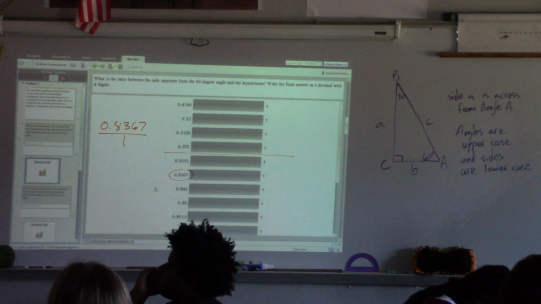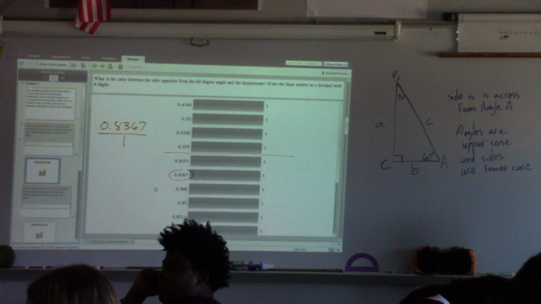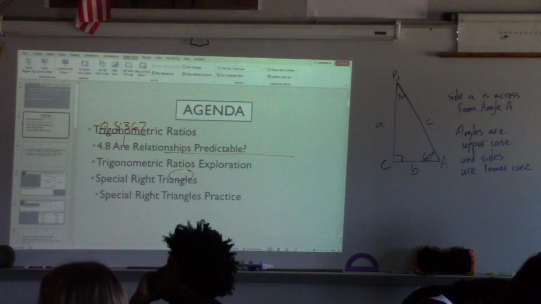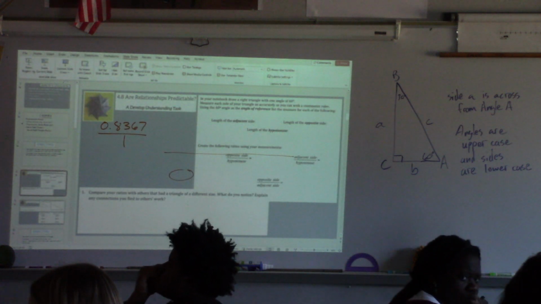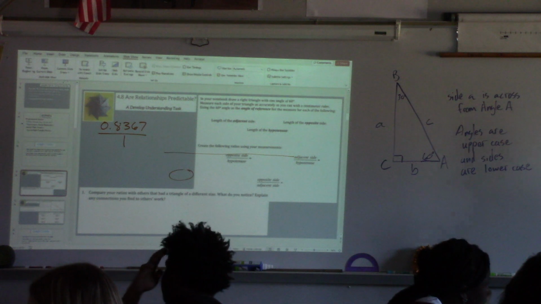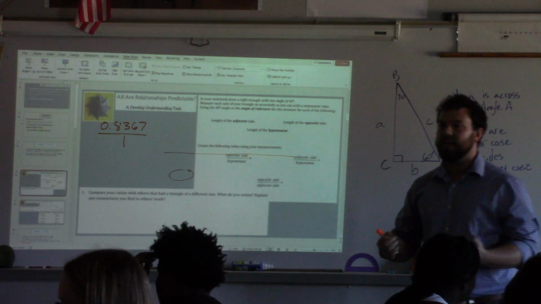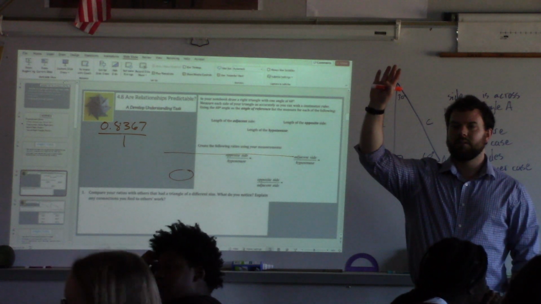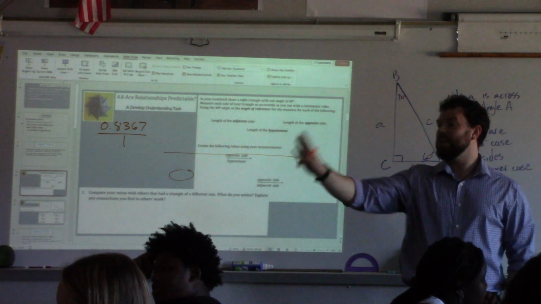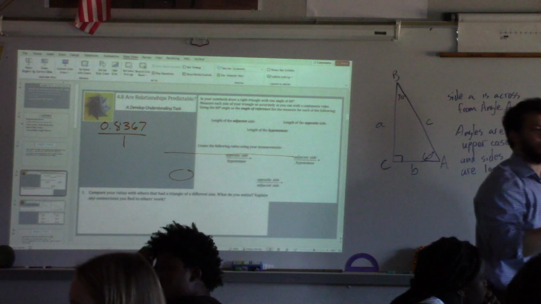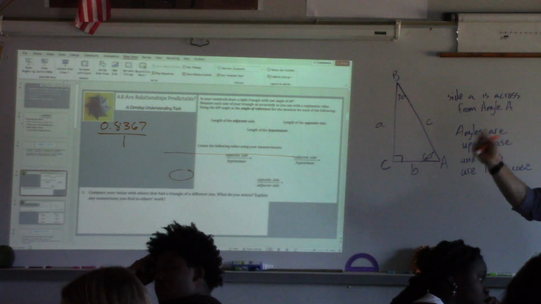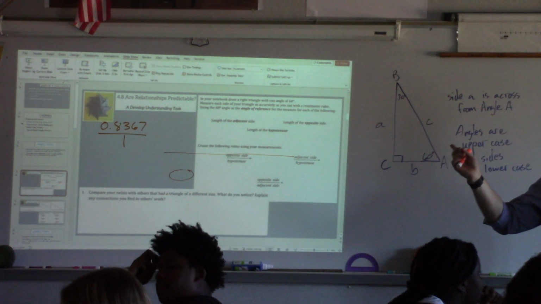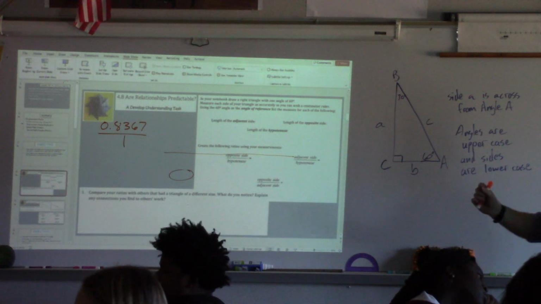Look again at your task sheet. Compare your ratios with others that had a triangle of a different size. Did anybody have exactly the same size within their small group? No. So do you think anybody in here really had exactly the same size triangle? No. Did we get pretty similar ratios though? Yes. This is important to recognize.